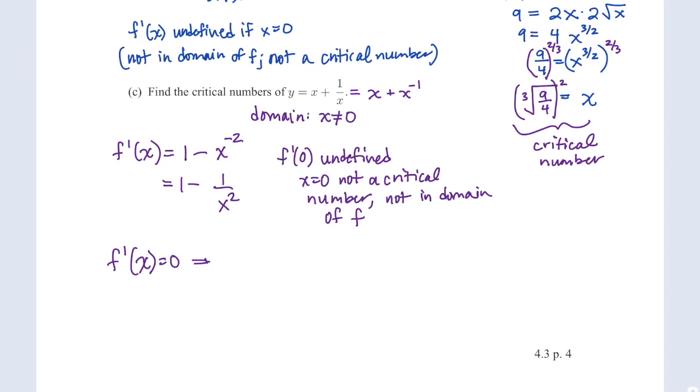So the derivative will be 0 if and only if 1 minus 1 over x squared is 0. I can add 1 over x squared to both sides. I can multiply both sides by x squared. And then I will see x equals 1 or negative 1. And both of those are in the domain of the function, so both of those are critical numbers.